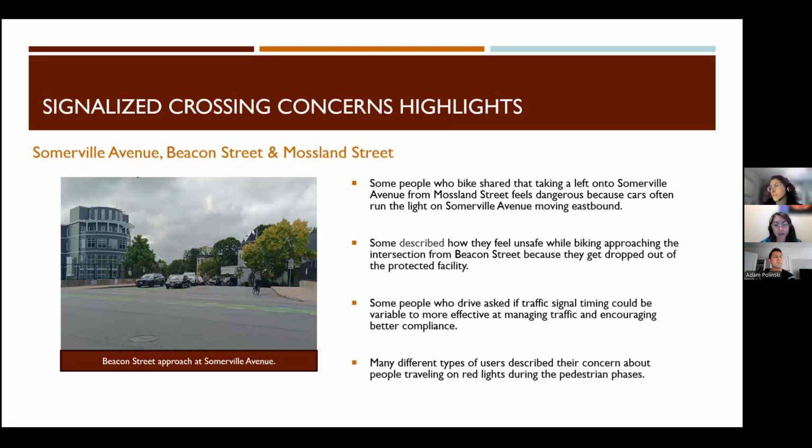At Somerville Avenue, Beacon Street, and Mossland, some people who bike shared that taking a left onto Somerville Avenue from Mossland Street feels dangerous because cars often run the light on Somerville Avenue moving eastbound. Some described how they feel unsafe while biking approaching the intersection from Beacon Street because they get dropped out of the protected facility on Beacon.